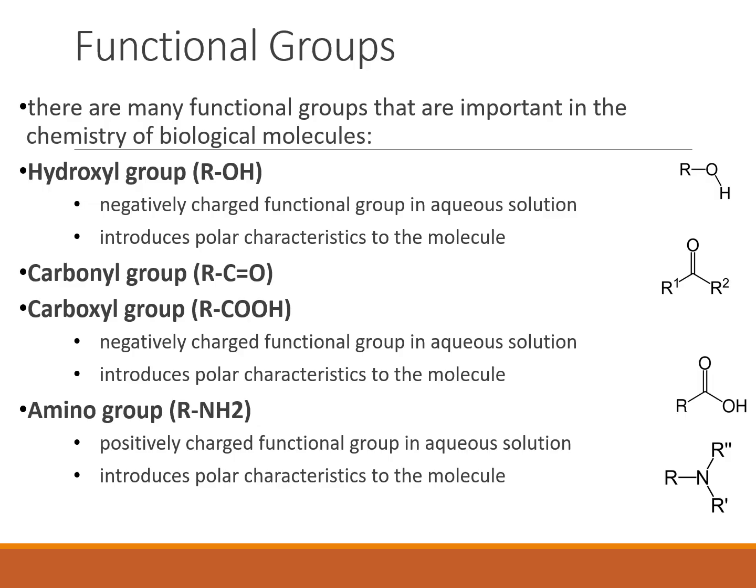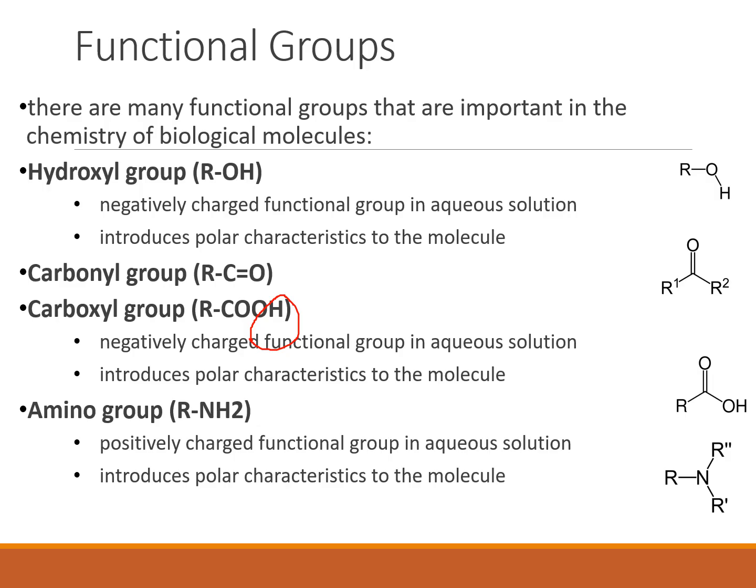We have a carbonyl group, which is a C double bond O. We have a carboxyl group, which is a C double bond O OH. Again, it's a negatively charged functional group. Because of this OH group here, the hydrogen atom is going to come off, leaving a slightly negatively charged oxygen behind. Again, like the hydroxyl group, it introduces polar characteristics to the molecule.